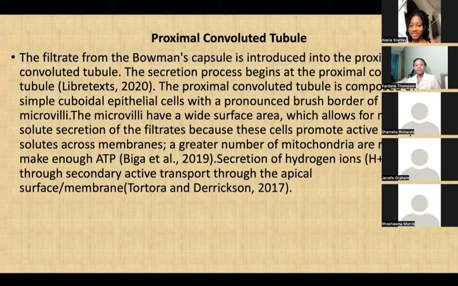The microvilli have a wide surface area, which allows for maximum solute secretion of the filtrates, because these cells promote active transport of solutes across membranes. A great number of mitochondria are required to make enough ATP. Secretion of hydrogen ions occurs through secondary active transport through the apical surface/membrane.